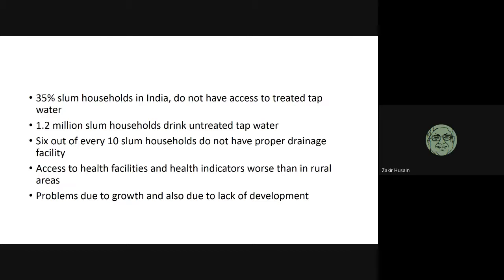You do not have adequate facilities, living conditions deteriorate, and health indicators worsen. In fact, NFHS studies show that health facilities are worse than in rural areas. So if you rank it, urban areas are best, non-slum urban areas, followed by rural areas, and the worst is the slums in the metro cities.